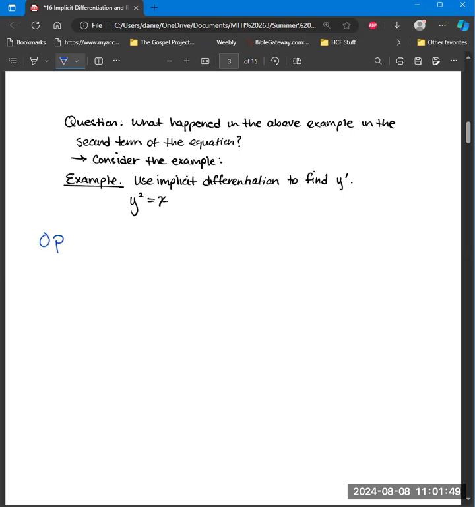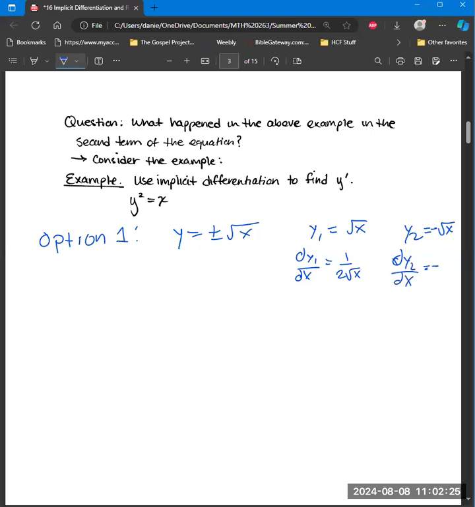So option 1 here, let's go back. If we have option 1, we can split this into 2 pieces. y equals plus or minus the square root of x. So y1 is going to be positive square root of x. y2 is going to be negative root x. And I can differentiate this. dy1 dx is 1 over 2 root x, and dy2 over dx is a negative 1 over 2 root x, like that. Those are options 1 and 2.